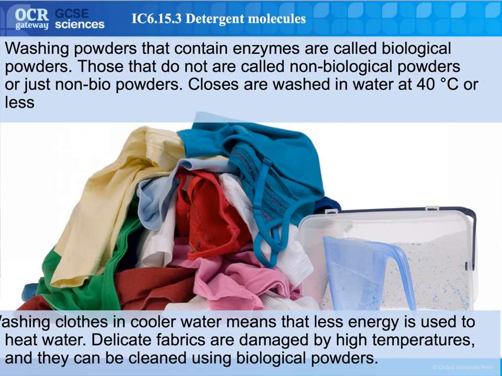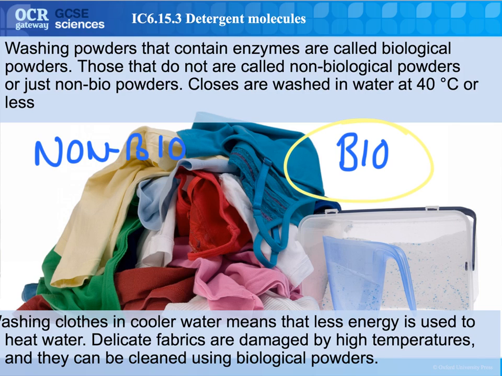Two different types of washing powder that you need to be aware of are biological and non-biological. The difference is simply that the biological washing powders contain enzymes. Using your knowledge of enzymes, you should know already that enzymes work best at around 40 degrees, which is about body temperature. Being able to wash at 40 degrees means that less energy is used, which saves energy. It also protects fabrics from high temperatures that could damage them when you're using a non-biological washing powder.